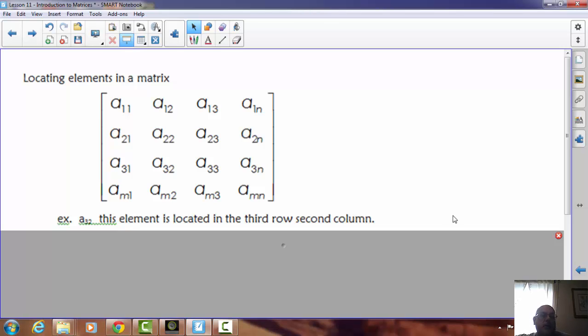Locating elements in a matrix. We could call this matrix A.